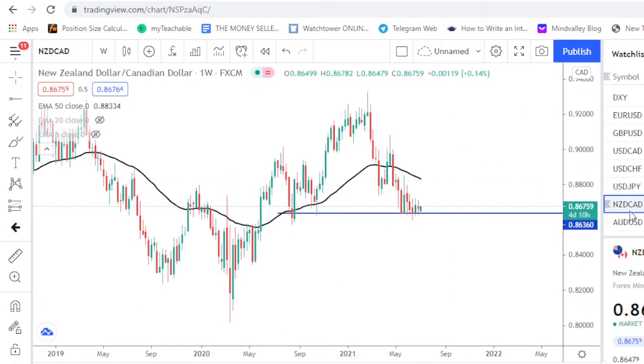NZD Canadian dollar also looks more like a downtrend. It looks like we have a head and shoulders pattern somewhere here, shoulder, head, and then another shoulder. And in the past few weeks, it's been consolidating around there. So if you see it break below here, then we would be selling to the next support, not buying. Okay.